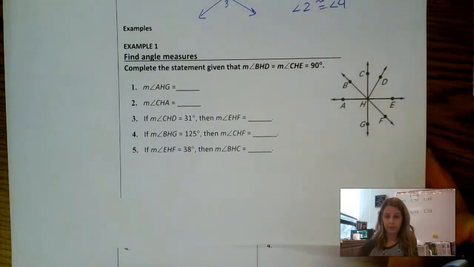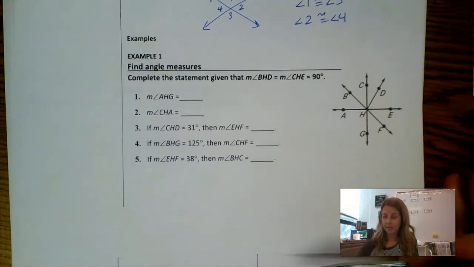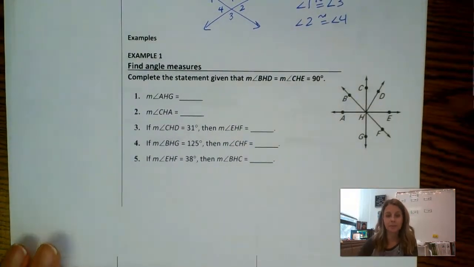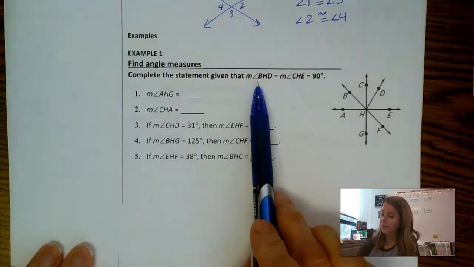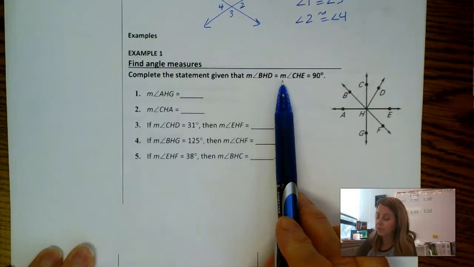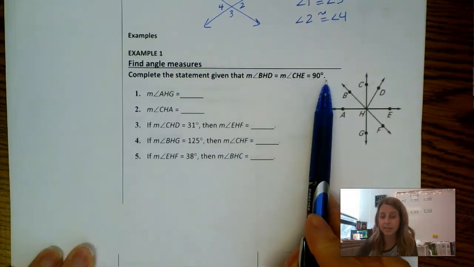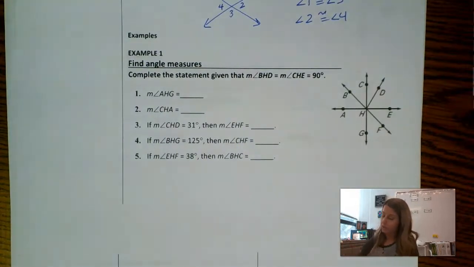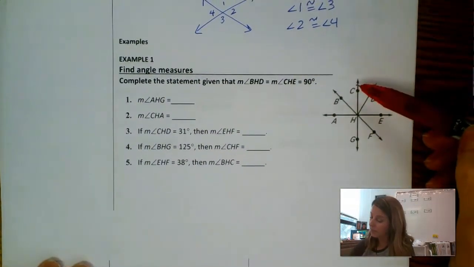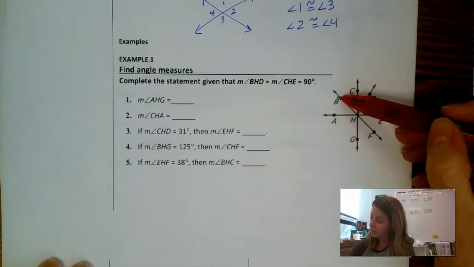Okay, well, we're going to do a little bit of finding the missing angles, filling in the puzzle, and then we're going to end with a proof. Okay, complete the statement. Given that the measure of angle BHD is equal to the measure of angle CHE is equal to 90. So both of these angles are 90. So let's find those. BHD.